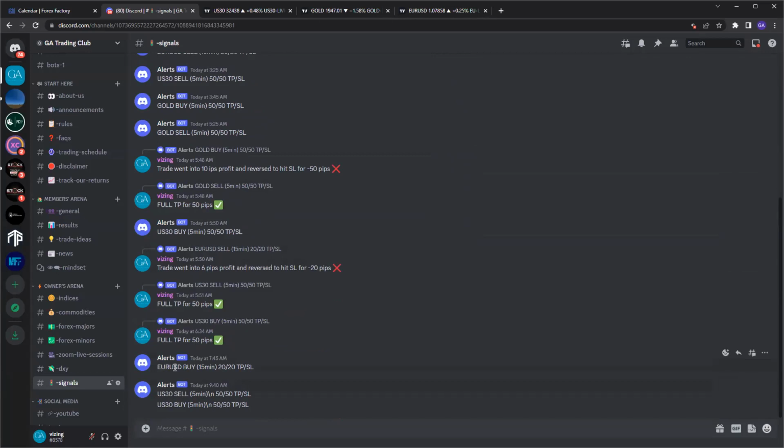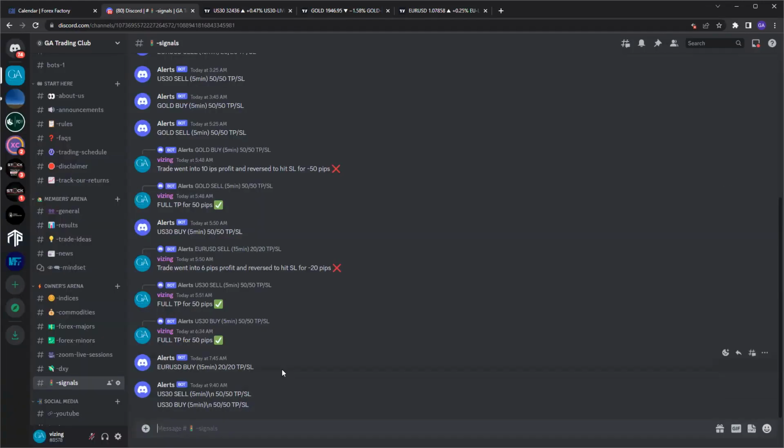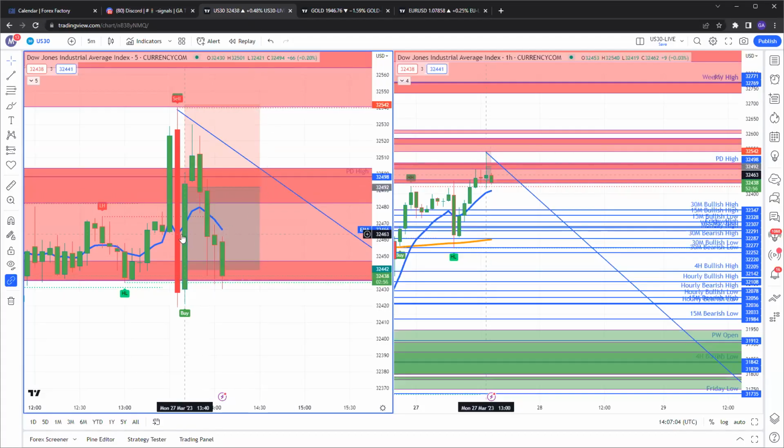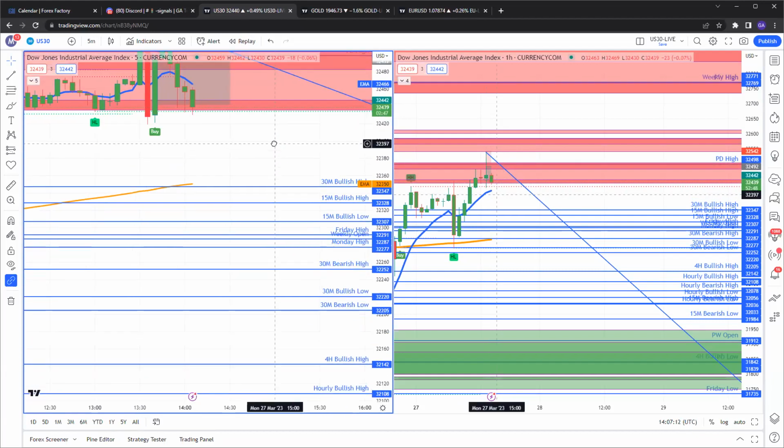sell on the 5 minute, it's EU buy on the 15 minute. Go to the 15-minute time frame or the 5-minute time frame, whatever time frame is identified in the signal. Come here. For me personally, I would have ignored this buy. I'm not looking for buys on US 30 because, number one, today is a risky day for us. Price is away from our bullish and bearish zones.